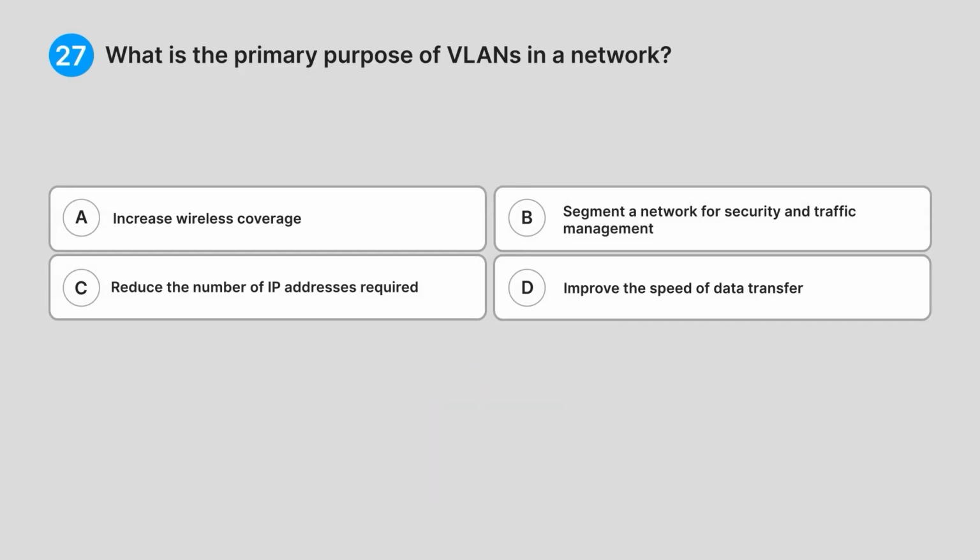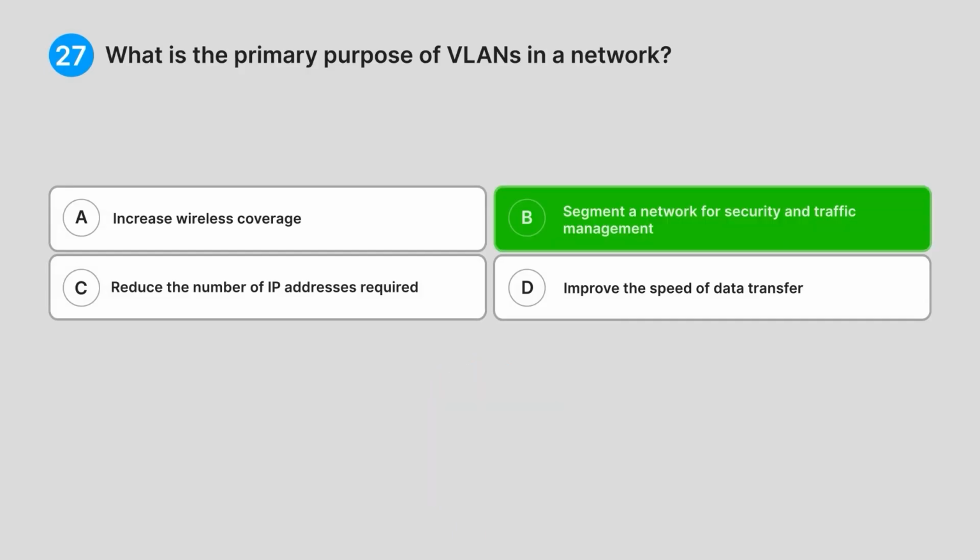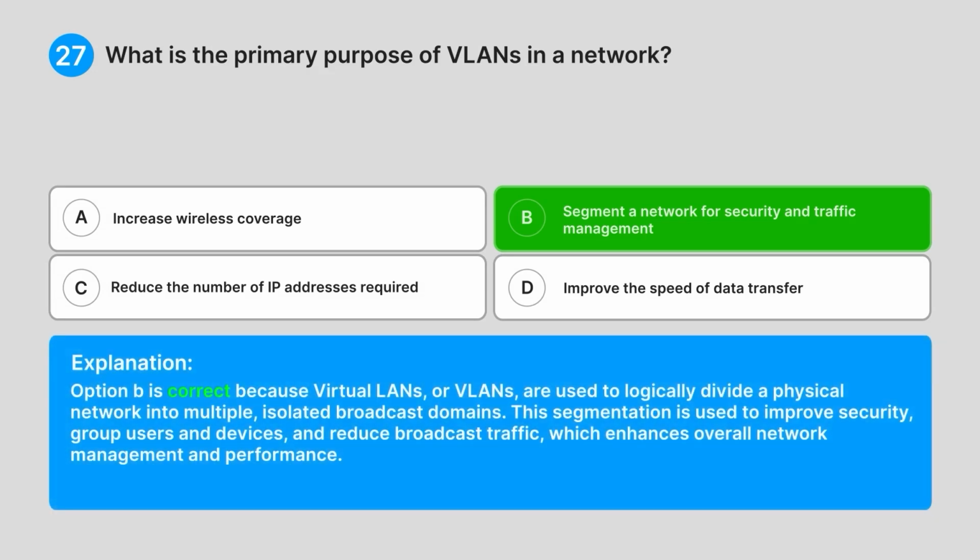Correct answer, B. Segment a network for security and traffic management. Explanation. Option B is correct because virtual LANs, or VLANs, are used to logically divide a physical network into multiple, isolated broadcast domains. This segmentation is used to improve security, group users and devices, and reduce broadcast traffic, which enhances overall network management and performance.